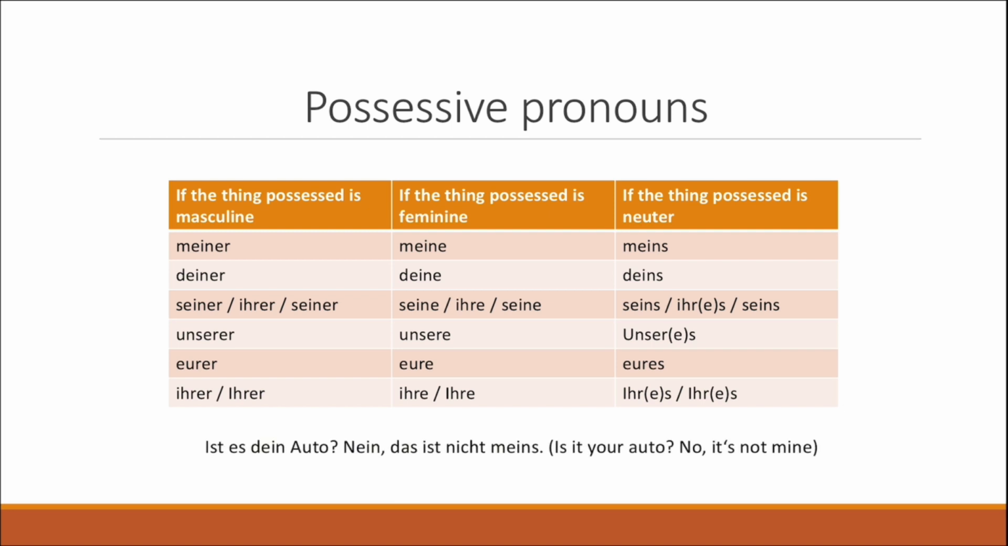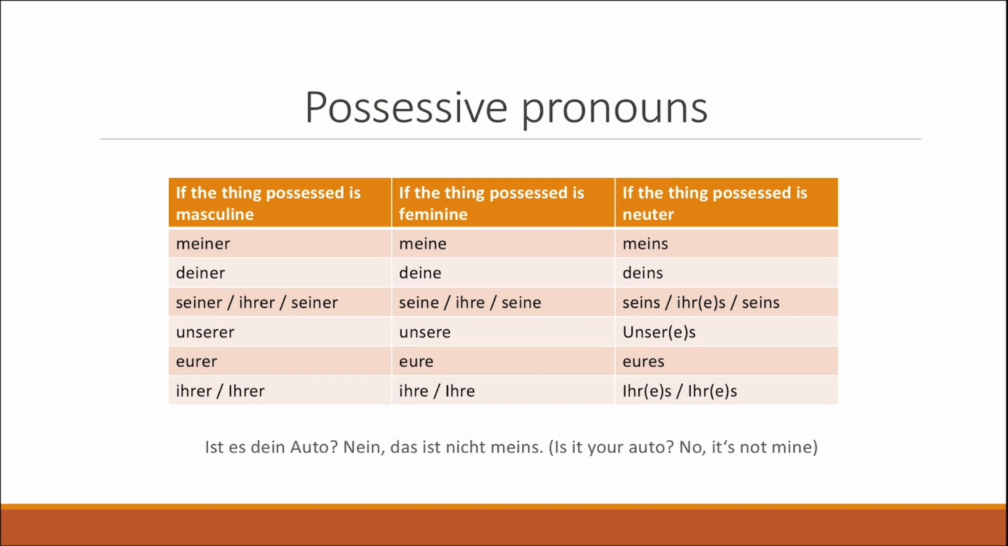Here down below you can see an example of the usage of these possessive pronouns. Ist es dein Auto? Nein, das ist nicht meins. Is it your auto? No, it's not mine. And we can see how we used meins because the thing which we are referring to is Auto. And we know that Auto is neuter, so because of that we're using meins in order to make a correct usage of these possessive pronouns.